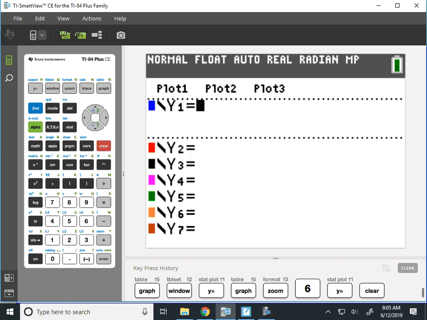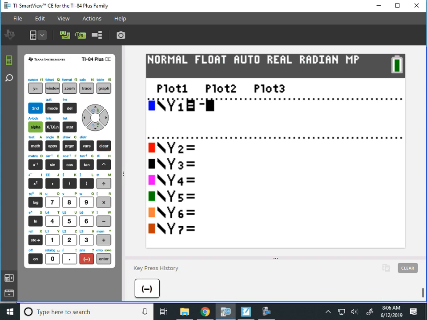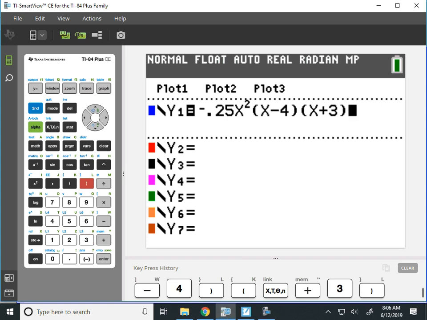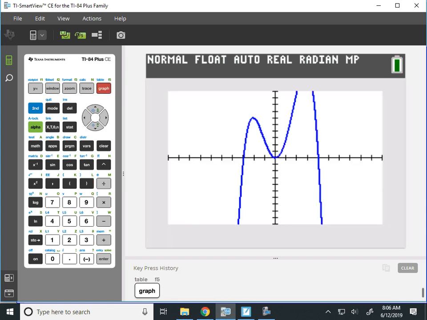So let's clear out the graph and let's type in the next one. Negative 0.25 x squared times parentheses x minus 4 parentheses x plus 3. All right, now I'm at my home screen, so I go ahead and hit graph. And oh, I can see most of the graph. I just can't see the top. So I don't have to change the x's this time. I'm just going to change the y's.